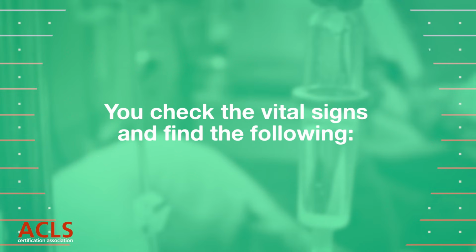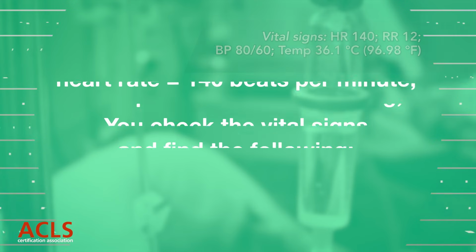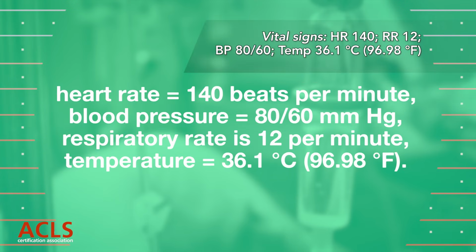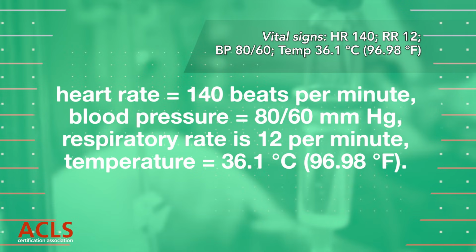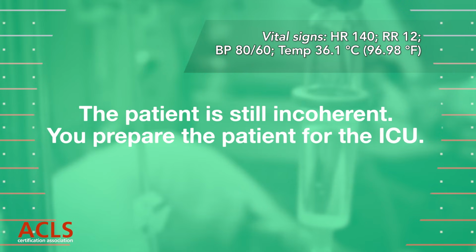You check the vital signs and find the following. Heart rate equals 140 beats per minute. Blood pressure equals 80 over 60 millimeters of mercury. Respiratory rate is 12 per minute. Temperature equals 36.1 degrees Celsius. The patient is still incoherent. You prepare the patient for the ICU.